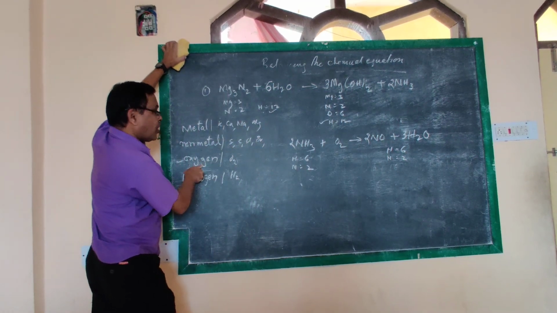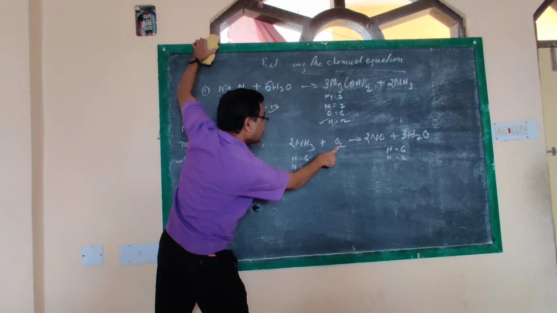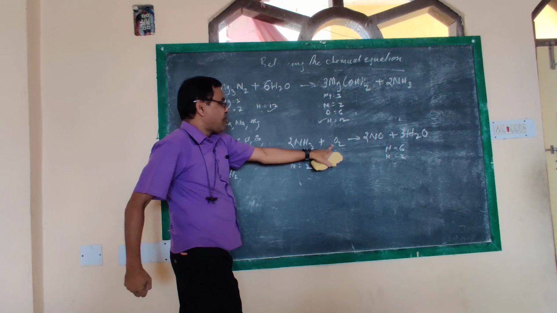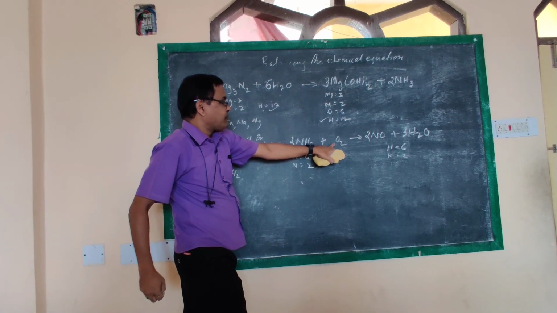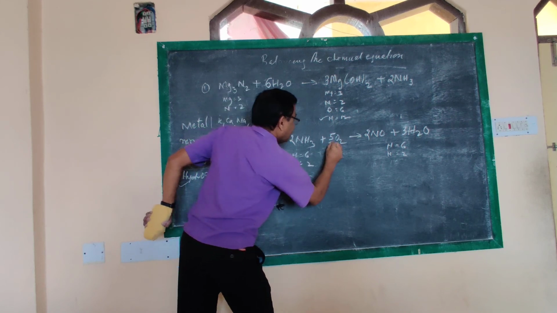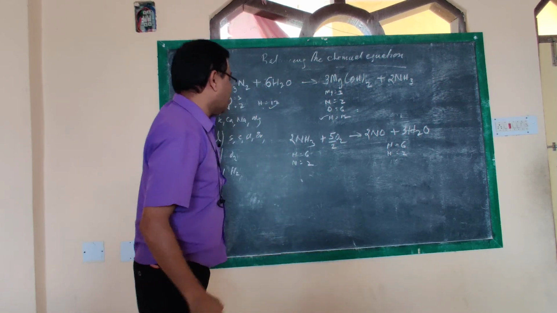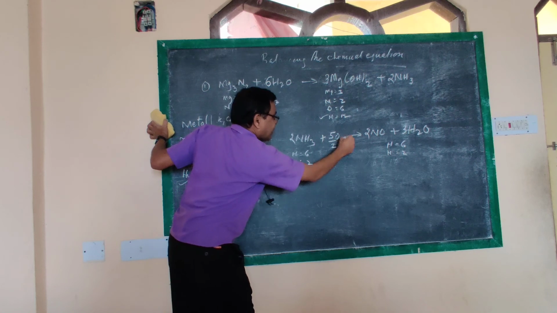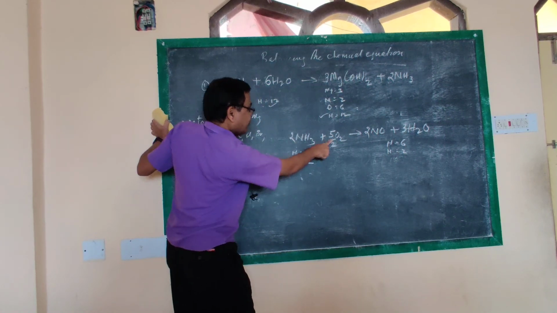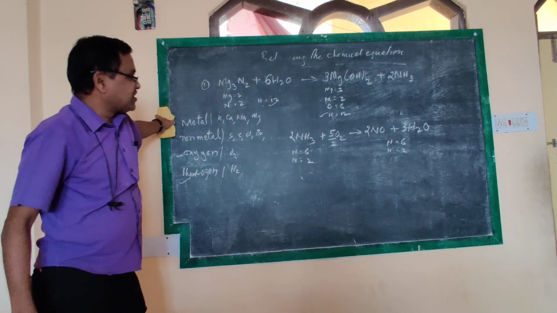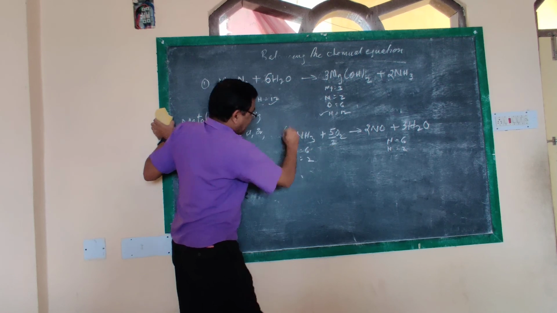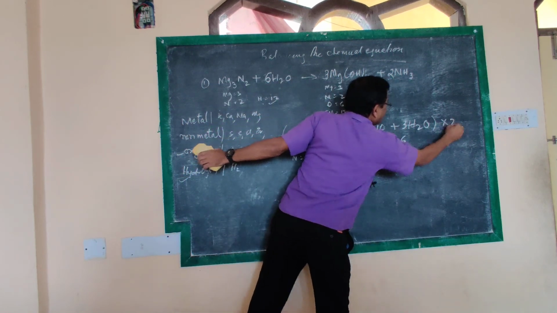Now come to the oxygen. Oxygen is how much here? 2. Here we have 2 plus 3, 5. But here we cannot do anything. So what we will do is write 5 here and make it divided by 2, so that these 2 can cancel out 5. Correct now? Now we can balance it. So now 2 looks to be a fraction. So we will multiply the entire equation with 2.